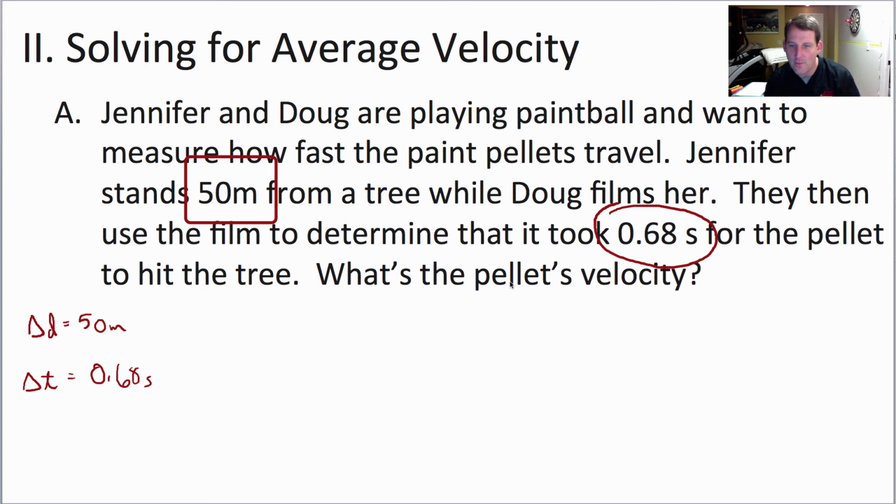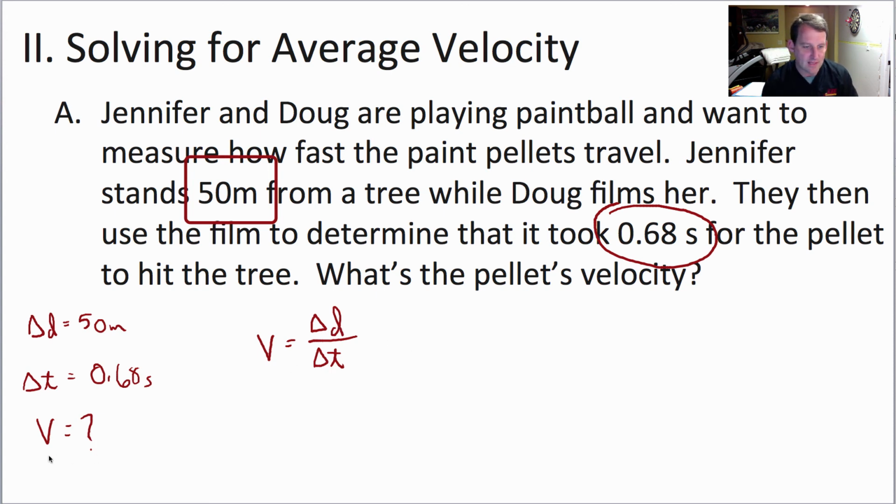And I want to know what the pellet's velocity is, so I'm going to come down here and say velocity is unknown. Now, what do we know that relates these three quantities together? And that, of course, is the velocity equation. Velocity is equal to the change in distance, how far it moves, divided by the change in time, how long it takes to move that distance.